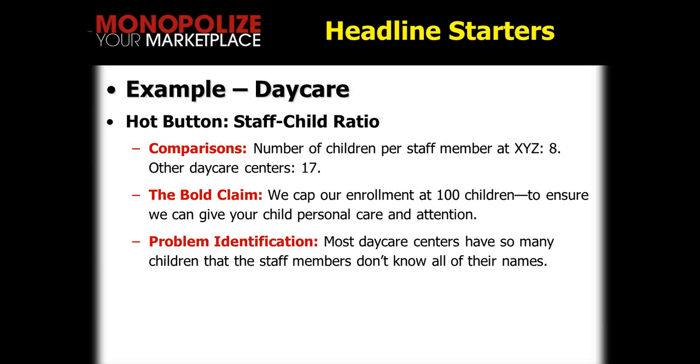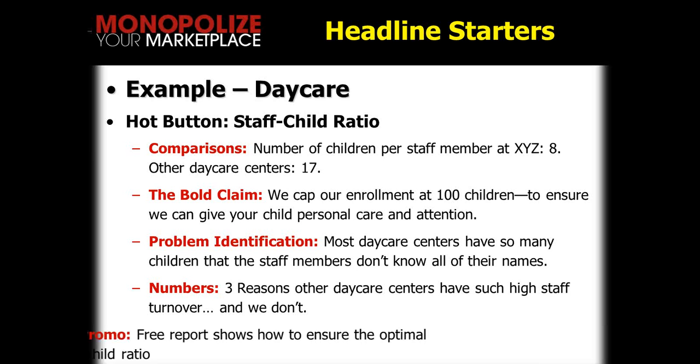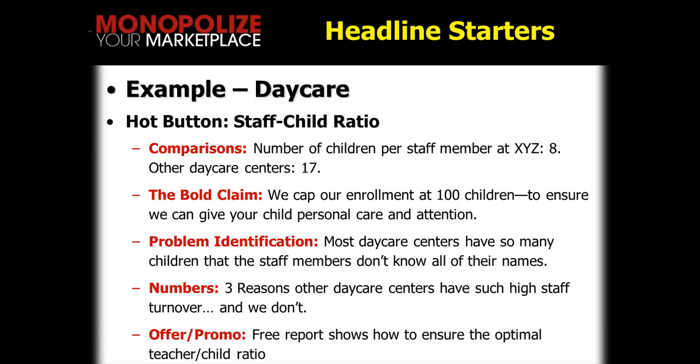We take a company, we look at the particular hot button, and then we simply look at the headline starter and come up with a headline. Numbers. Well, I think numbers is actually from the first set, but that's okay. These are not actually from the second set of headline starters. 3 reasons other daycare centers have such high staff turnover and we don't. Okay, that's a fail. Why is that on there?